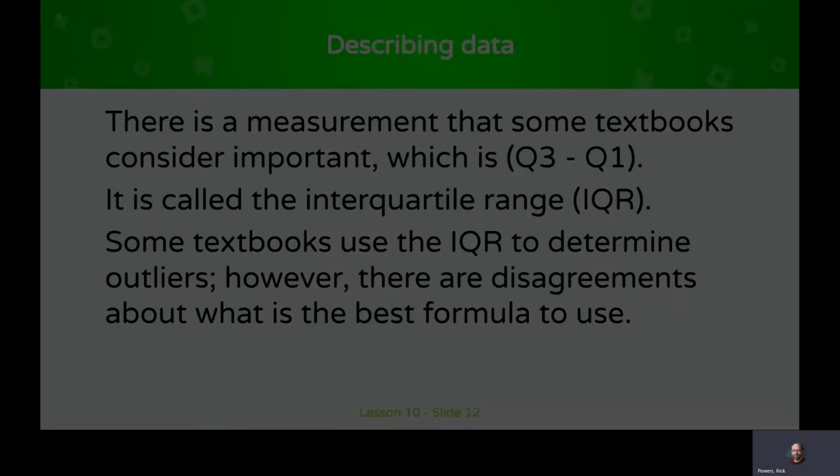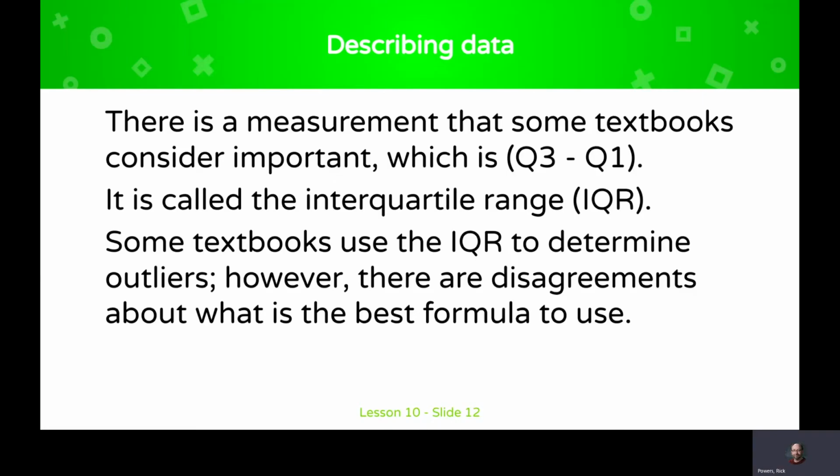There is a measurement that some textbooks consider important, which is Q3 minus Q1. It's called the interquartile range. Some textbooks use the IQR to determine outliers. However, there are disagreements about what is the best formula to use for that.